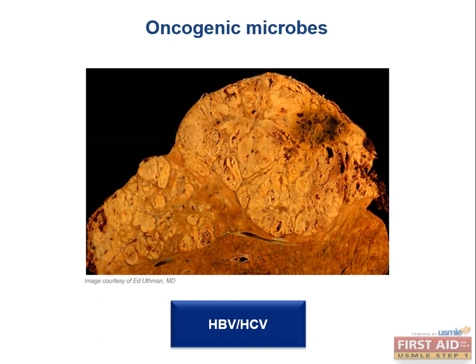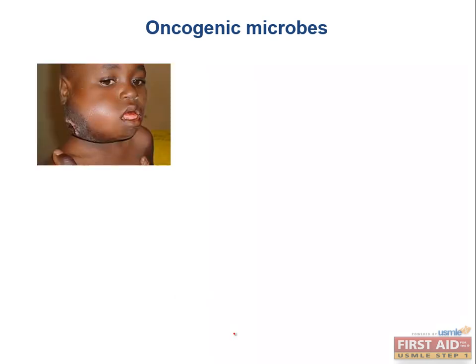Hepatitis B, hepatitis C. Remember, because of all that inflammation causing free radicals and DNA mutations. And actually, which one of these viruses is a DNA virus? Hepatitis B is. So this actually incorporates into the DNA, and that can cause even more mutations directly. Very good. What's this?